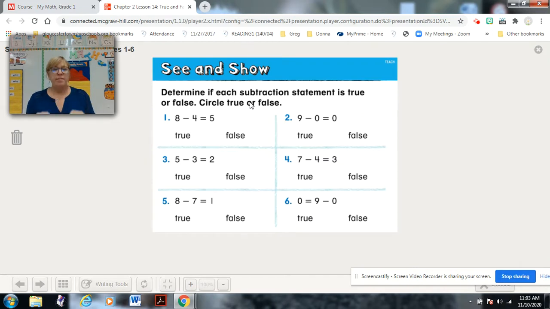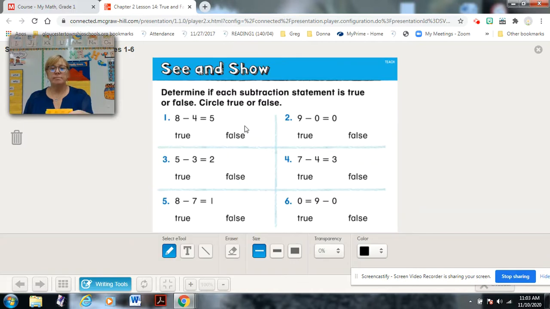Number 1. They say 8. 1, 2, 3, 4, 5, 6, 7, 8. Minus 4. 1, 2, 3, 4. So I'm going to take away the 4. They're saying that it equals 5. 1, 2, 3, 4. Well, I have 4 left. So that statement, that's right, it's false. Okay? So that's what you can do with your connecting cubes. You can figure it out. If your answer is what they say, it's true. Just make sure you start with the correct number of counters. And if it's wrong, then it's false.